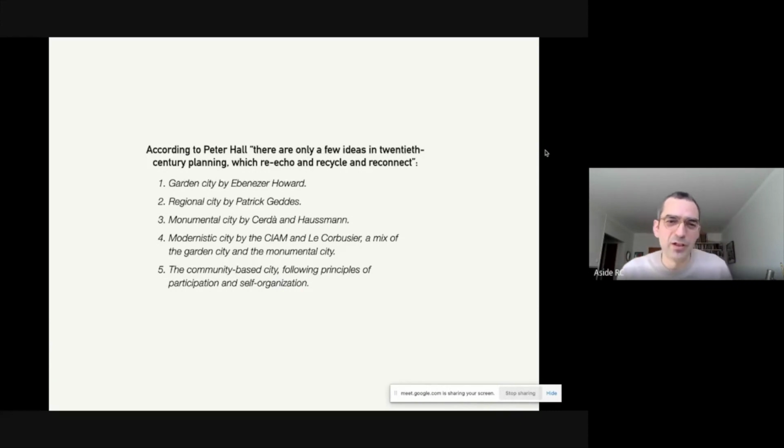And then the last one would be the community-based city that follows principles of self-organization, participation, and is largely influenced by the anarchist movement in the 19th century, which you could easily claim is what we see today in participatory urban design, right? Or participatory urban planning, pretty much going back to that same period. Or if we think today of sustainable or ecological urbanism that probably you've heard about, you would go back immediately to the regional planning of Geddes or the Garden City by Howard. So in fact, it's true that we haven't really come across anything that new in 150 years.